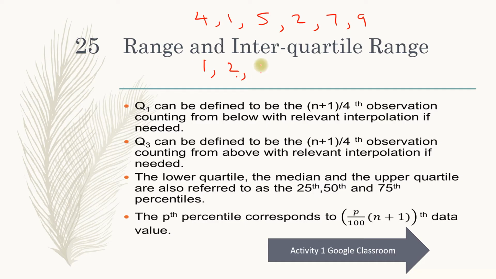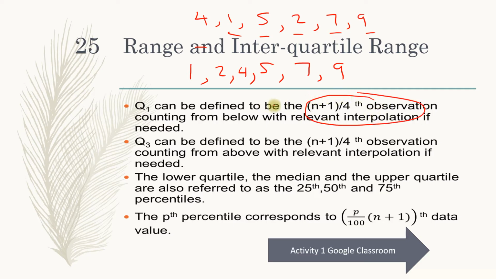You have 1, 2, I think, yes, I missed the 4 here, excuse me. There we go: 1, 2, 4, 5, 7, and 9. So when we have ordered the data, we will need to find where this lower quartile is. Is it here? Is it here? Where is it? How do we get this? We apply this principle which says we take the total number of data that you've got, add 1 and divide by 4. Just like the median, where we took half of n plus 1. But this one, we are going to take a quarter of n plus 1, because it's going to be a quarter. It's not going to be half.